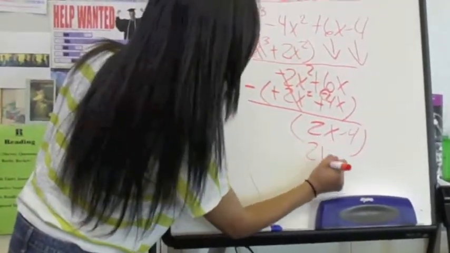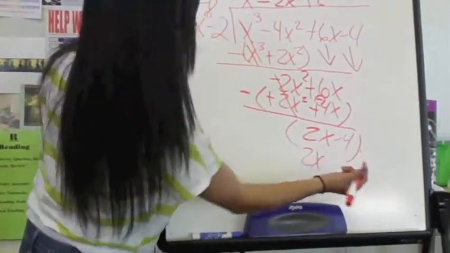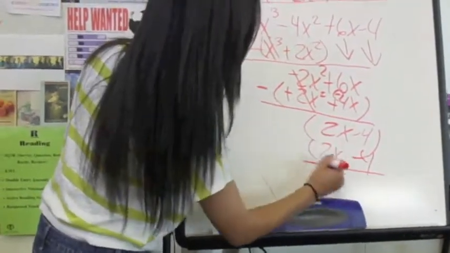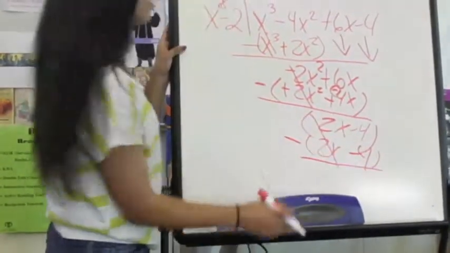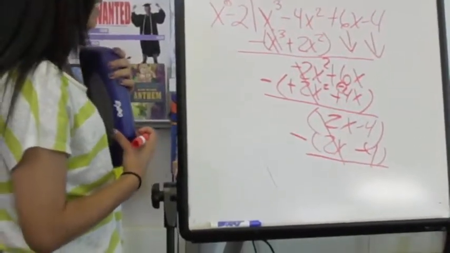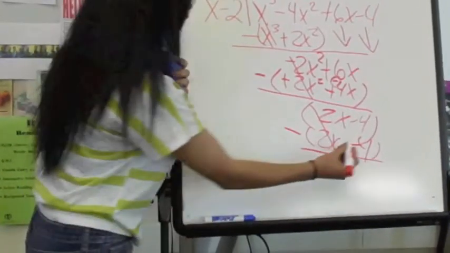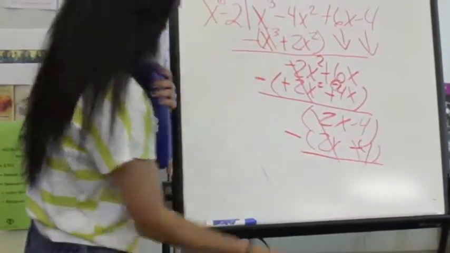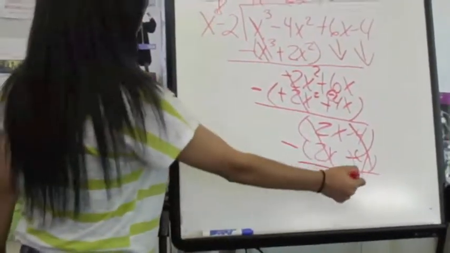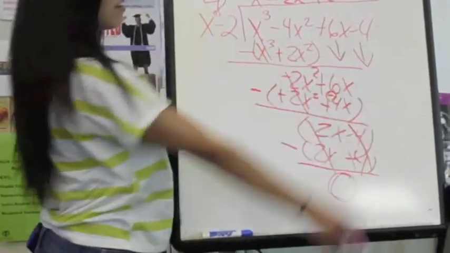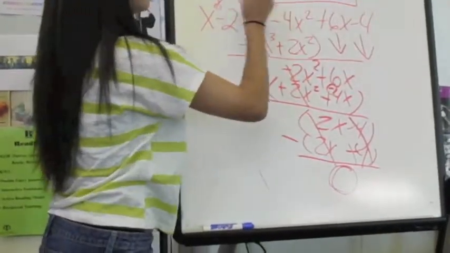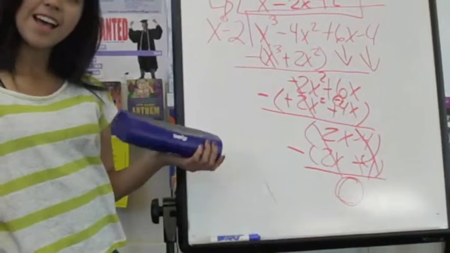So you have 2x minus 4, sorry. And then you have a negative on the outside, so your 2x cancels out. So this turns into a positive 4. And now both of them cancel out. So you have a 0 right here. And you have nothing left to drop down. So you're done, and you have no remainder. So this up here is your answer. Ta-da! You are now pros.